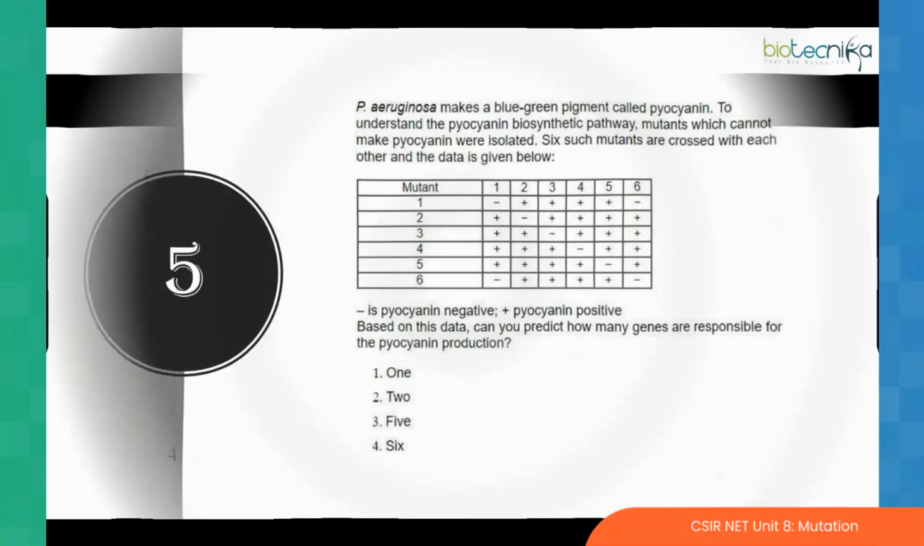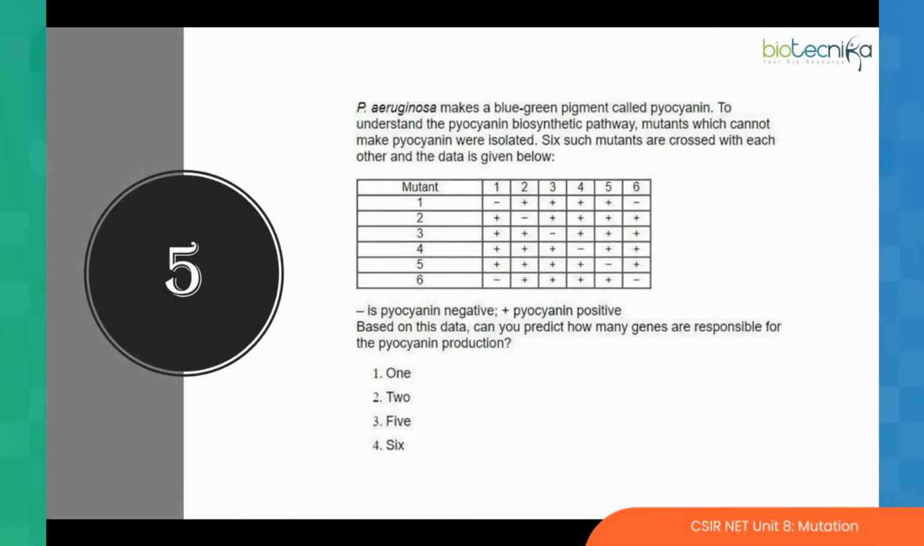Excellent, moving on to the next question. Yes, please take your 2 minutes to analyze this question also. And in the meantime, if you get an answer, please let me know.